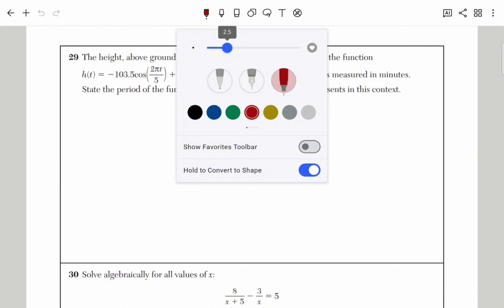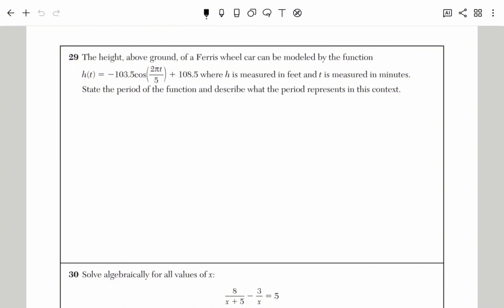Question 29 says, the height above ground of a Ferris wheel car can be modeled by the function h(t) = -103.5 cos(2πt/5) + 108.5, where h is measured in feet and t is measured in minutes. State the period of the function and describe what the period represents in the context.